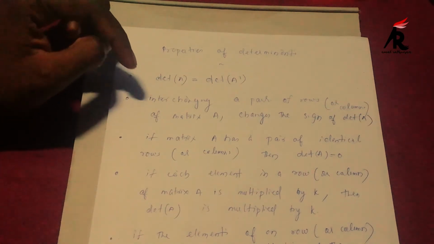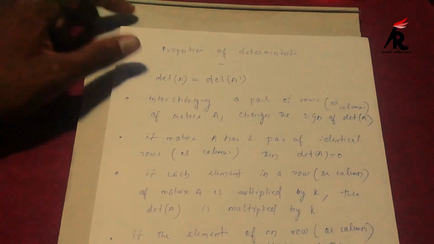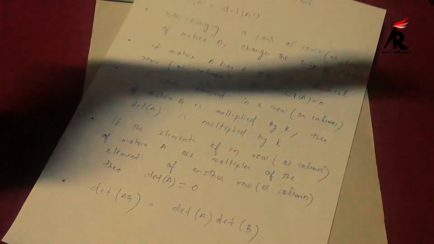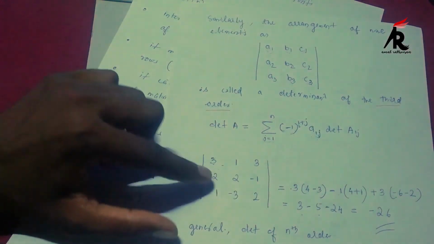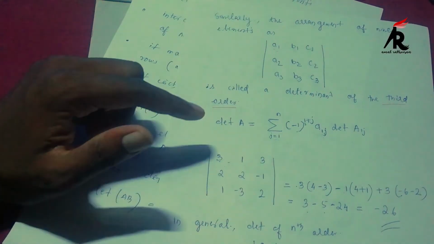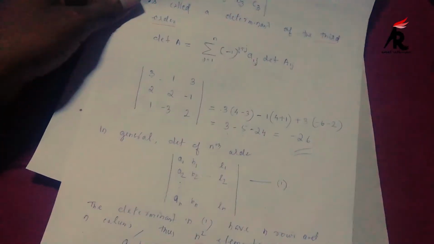That's all. Interchanging a pair of rows or columns of a matrix changes the sign of the determinant of A. In this case, if we interchange the rows like this, the first row will be the second row and the second row will be the first row, then the value will become 26 instead of minus 26. The sign gets changed.